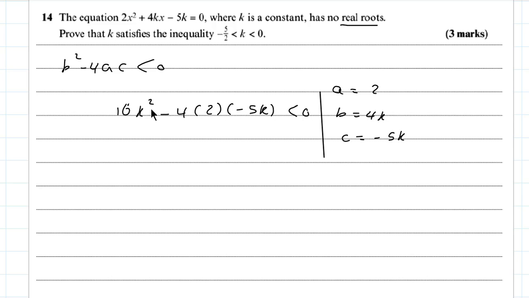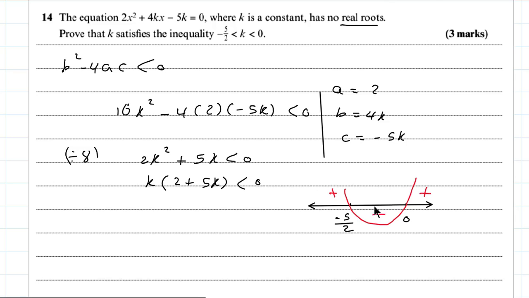We can divide by 8 to simplify these numbers. So we have here 2k squared plus 5k should be less than 0. Taking k as a common factor, we have k times 2k plus 5 less than 0. Again, we can draw this x-axis, these are the two roots. You are searching for the negative part, so k should be in between negative 5 over 2 and 0, and this is the required answer.